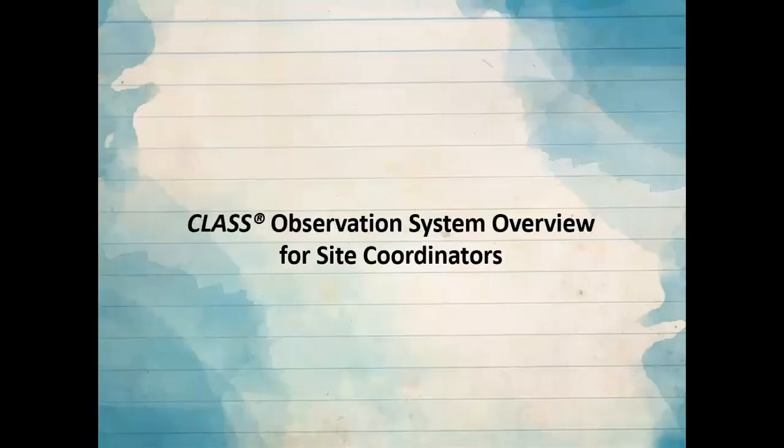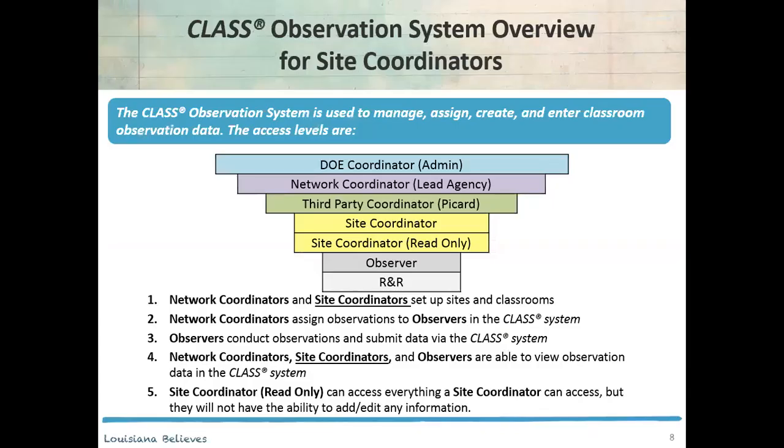All right, so here's a brief overview to put your role in context. What we're looking at here is a hierarchy, from people at the top, which is the department, to observers at the bottom, and the amount of permissions they have within the site. So like I said, people at the top of this list are people here at the department, and we can pretty much go in and look at every classroom, every site, every network, regardless of what the settings are there. Below us are the network coordinators.